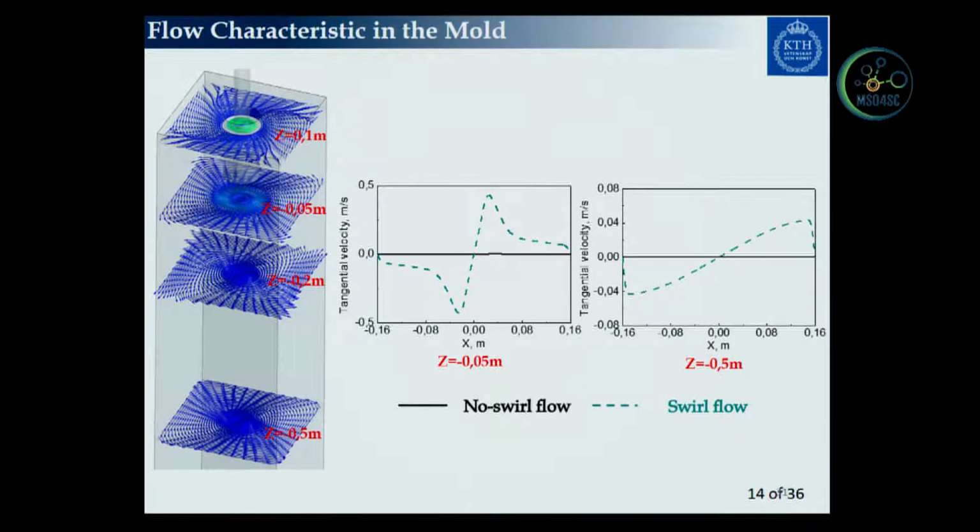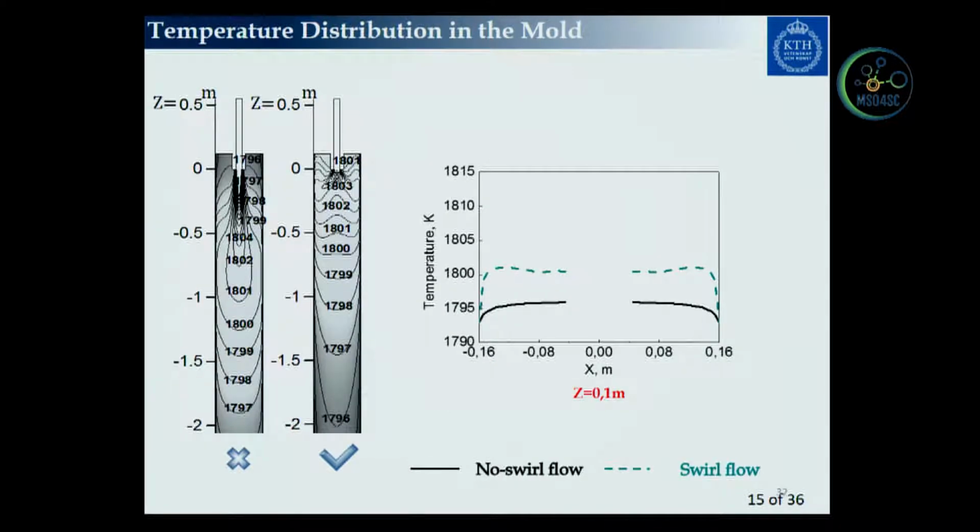This figure shows the flow pattern in the mold. We can see that for no swirl flow, there is no tangential velocity. With the swirl flow, there is tangential velocity. Why is the tangential velocity helpful? Because we can see from here the temperature distribution. The temperature distribution with the swirl flow is much more uniform compared with no swirl flow.